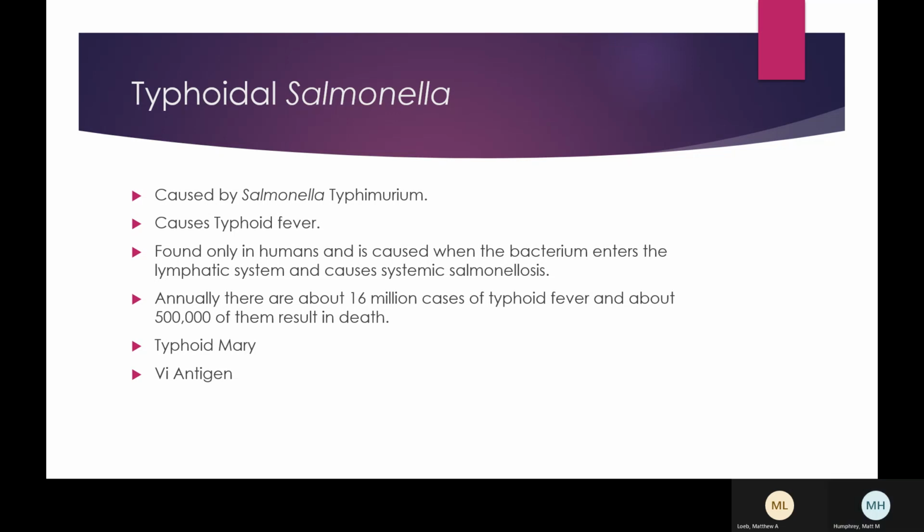So the difference between typhoidal versus non-typhoidal: typhoidal has the ability to go systemic, meaning it has the ability to go from your GI tract into your lymphatic system and cause a systemic salmonellosis type of infection. Annually there are about 60 million cases of typhoid fever, and about 500,000 of them result in death. I will tell you, here in the United States, it is not as much of an issue as it is in different places of Africa. In fact, this is one of the things that they actively screen for routinely in labs out in Africa.